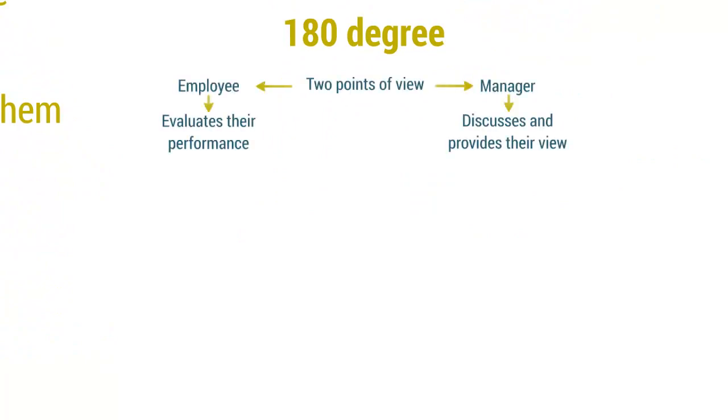And starting with 180 degree, here you have 2 points of view. You have the employee, who will evaluate their own performance. They'll do a self-appraisal of their performance. And you have the manager's point of view. In this case, that'll be you. And you will be discussing and providing your own view on that employee's performance over the period that's under discussion, whether that be 6 months or a year.